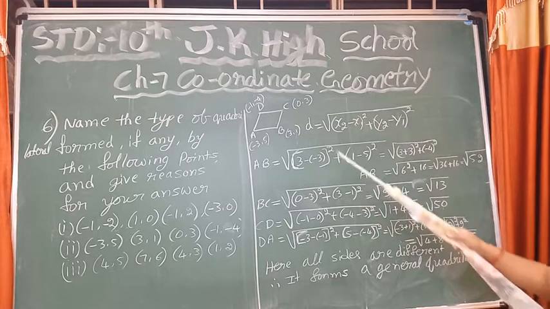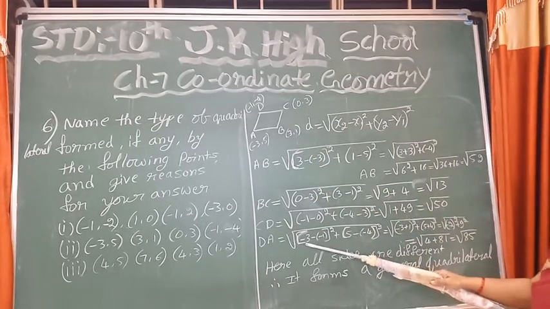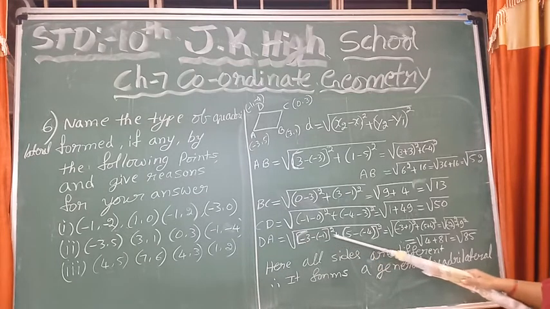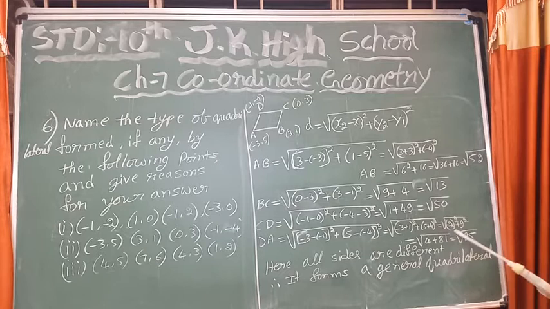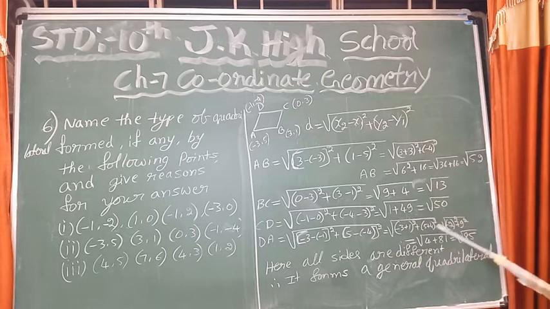The same way I have to find out the distance between D and A. So if I find out square root of minus 3 minus of minus 1, means minus 3 plus 1, it becomes minus 2 whole square is 4. 5 minus of minus 4 whole square means minus into minus plus, 5 plus 4, 9, 9 square is 81. So after adding these two, it becomes square root of 85.